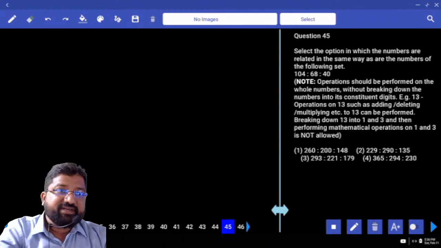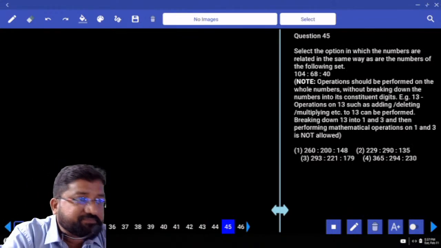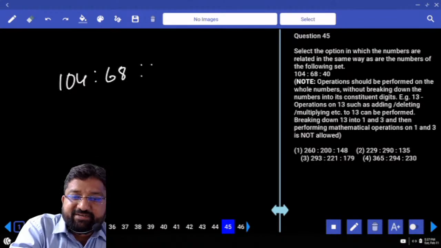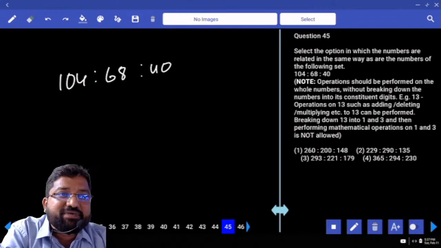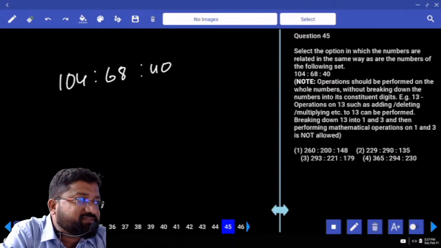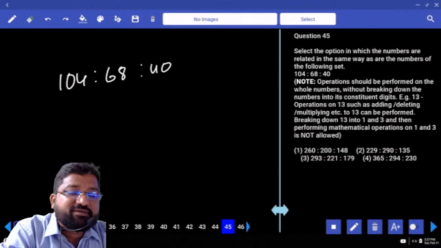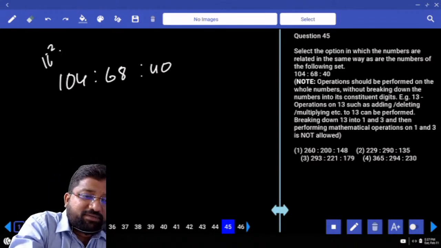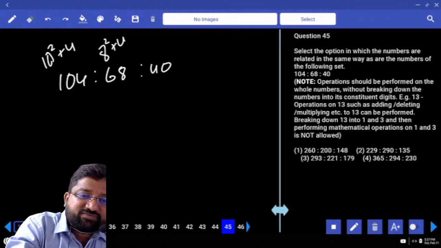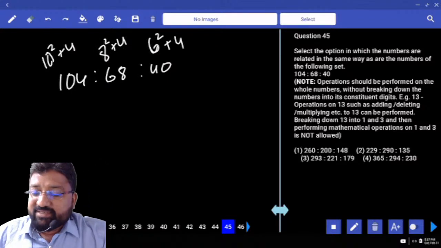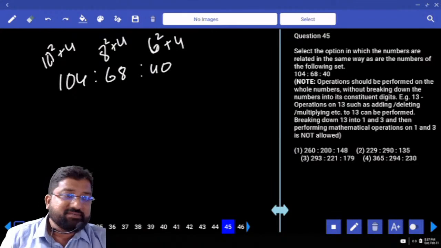104, 68 and 40. Any guesses for this? These numbers are very close to squares. 104 is very close to what square? Amma? 10 square plus 4. 8 square plus 4. This is 6 amma. 6 square 36 plus 4. 10, 8 and 6. Avuna kada?